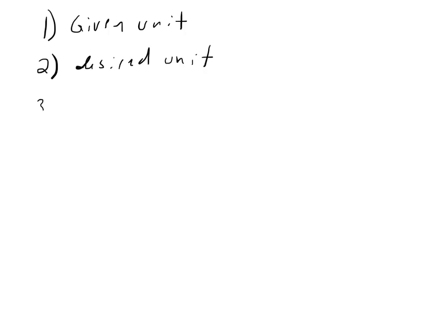So here have been a couple examples of how to use dimensional analysis. The first thing in dimensional analysis you always want to do is, number 1, know what units you're given, the given unit. Number 2, know what unit is wanted, the desired unit. And number 3, know your conversion factors.